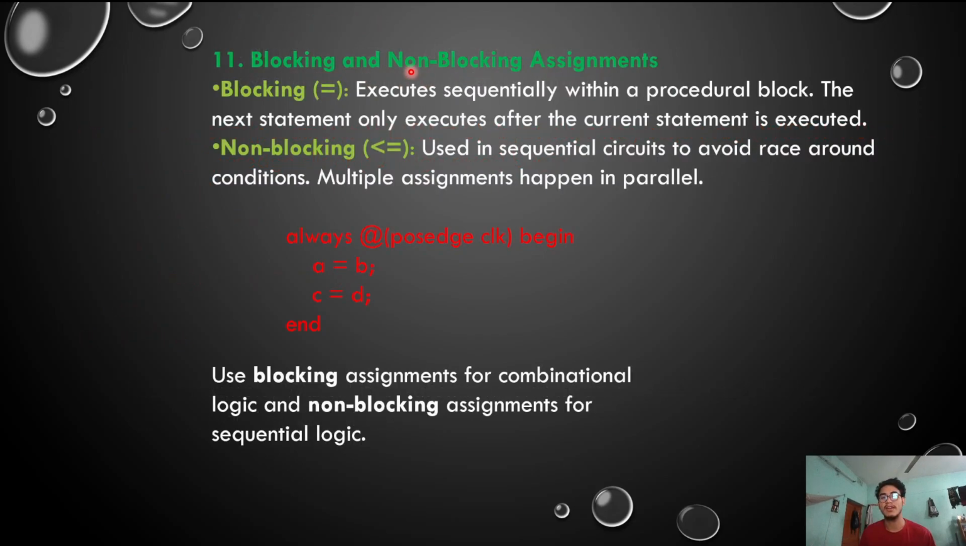Next one is blocking and non-blocking assignment. Blocking assignment executes sequentially within a procedural block. The next statement will execute after the current statement is executed. If the current statement is not executed, the next statement will not be executed. Non-blocking assignment is used in sequential circuits to avoid race conditions. Multiple assignments happen in parallel.